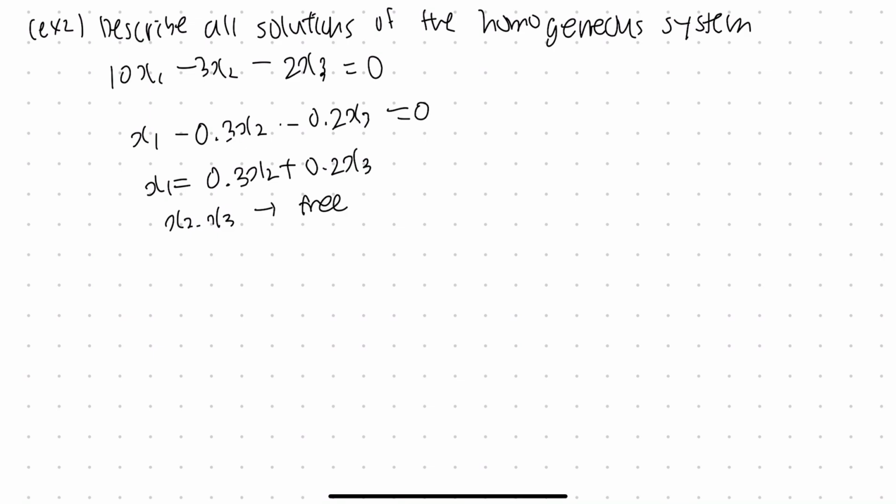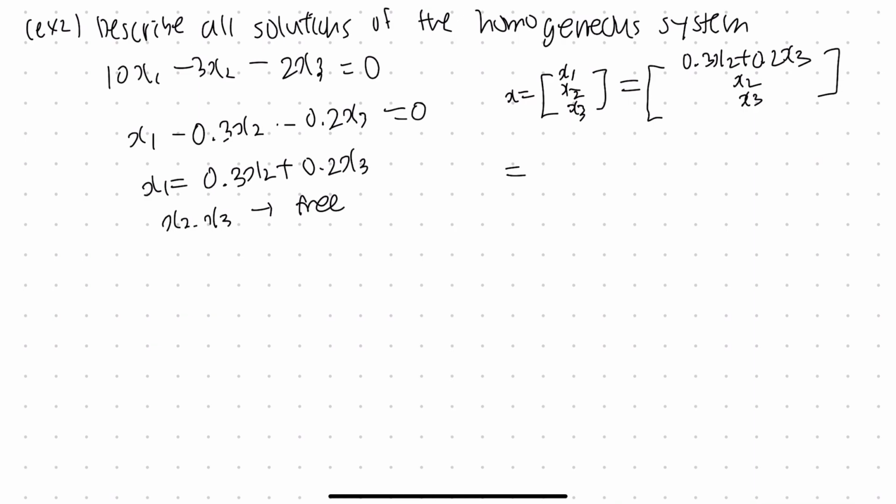So as a vector, the general solution is like this. You have x1 as being 0.3 x2 plus 0.2 x3, with x2, x3 being free variables. And this means that you can put the variables that are related to x2 into one part, and then add that to another part that only has something related to x3, right? So I'll show you how to do that.